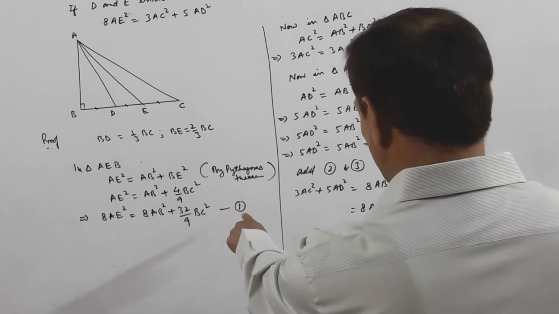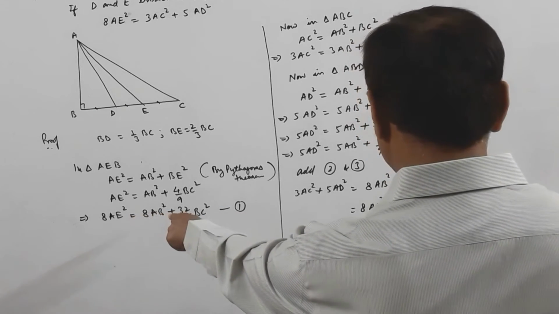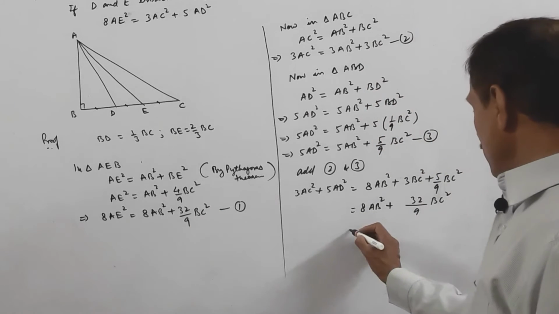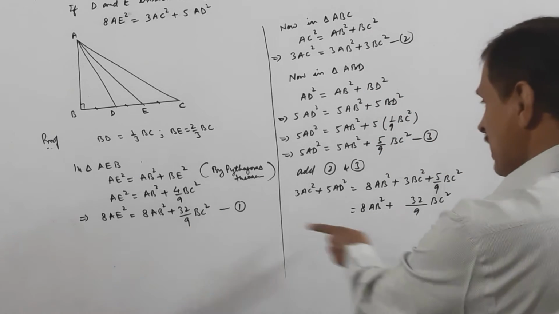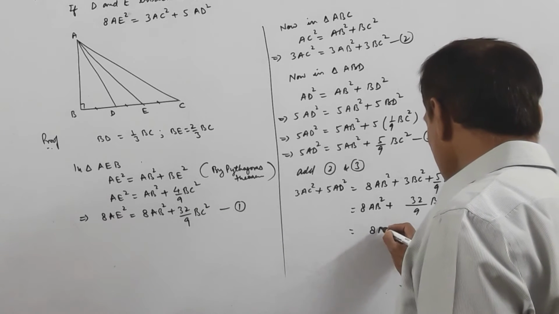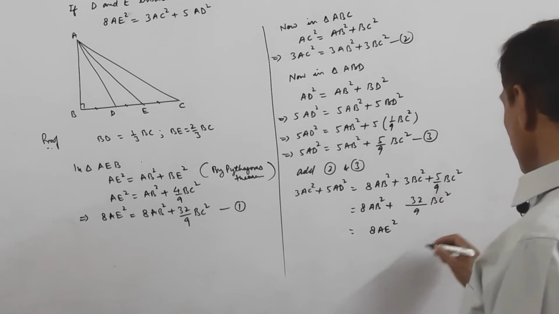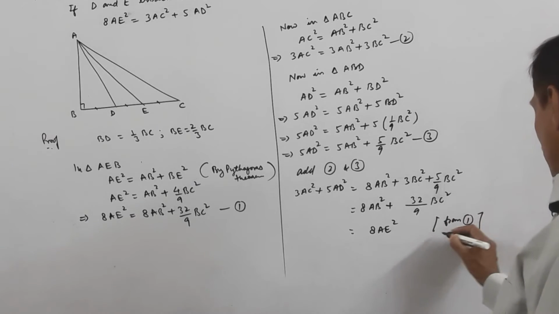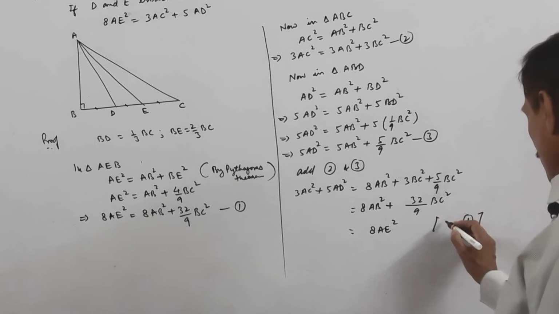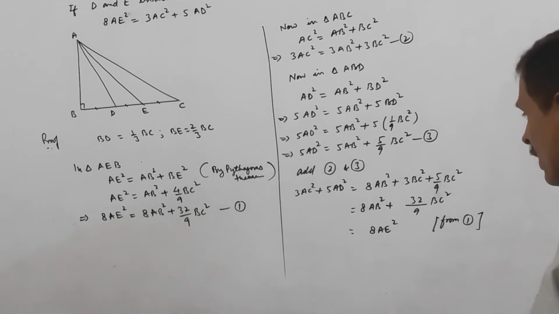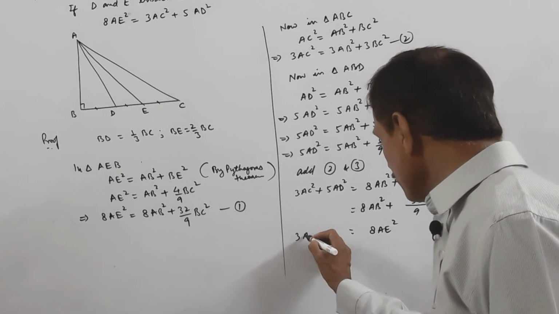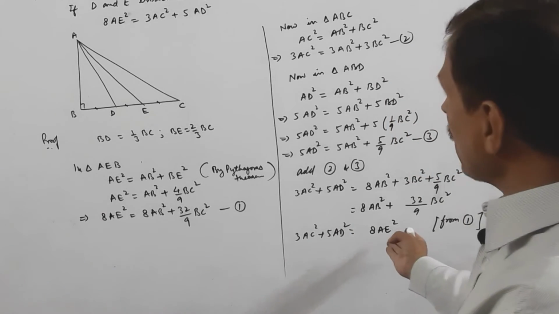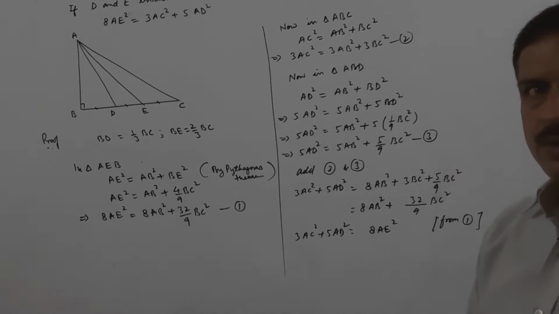Now we observe from 1, 8 AE square is equal to 8 AB square plus 32 by 9 BC square. So we can replace this by 8 AE square from 1. So thrice of AC square plus 5 AD square is equal to 8 times of AE square, hence proved.